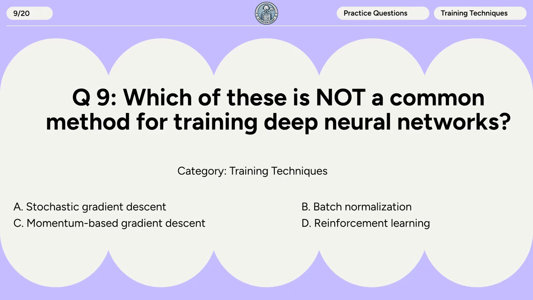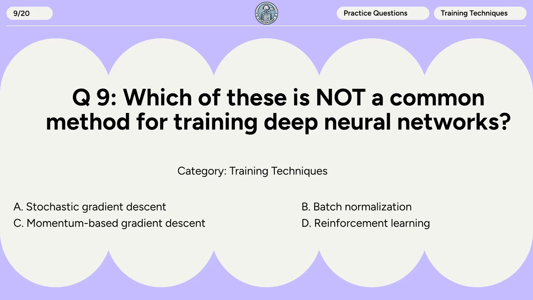Question 9. Which of these is not a common method for training deep neural networks? A. Stochastic gradient descent. B. Batch normalization. C. Momentum-based gradient descent. D. Reinforcement learning.